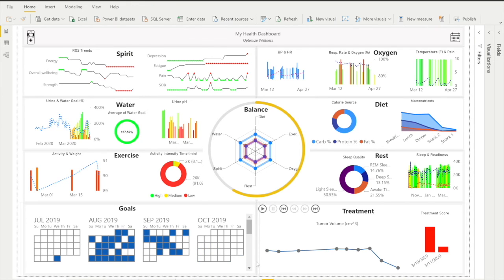So I invite you to download and try out My Health Dashboard for yourself and start tracking your data or your patient's data or your family's data. This dashboard is free to use. It runs on a platform called Power BI that is available for free from Microsoft. And this dashboard is also provided to you for free.